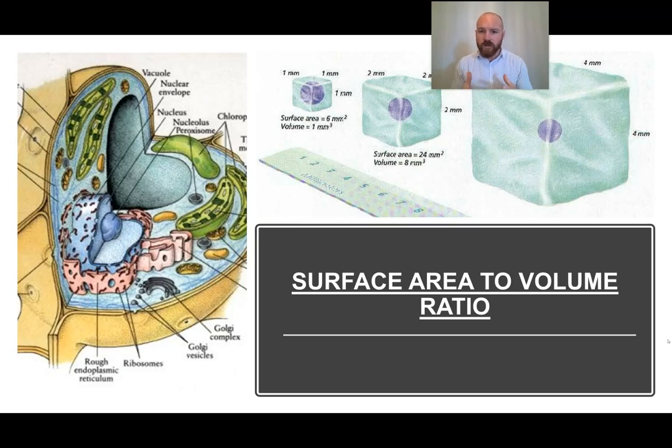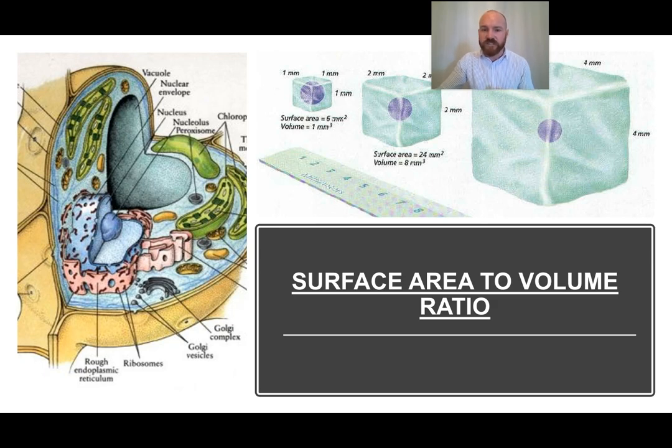Now, the final video in this series is a brief conversation about surface area to volume ratio. What that really is, is the surface area of the cell. So all of that surface, and I'll look at these as cells, all of the surfaces around the cell, and how does that compare to the volume within the cell?